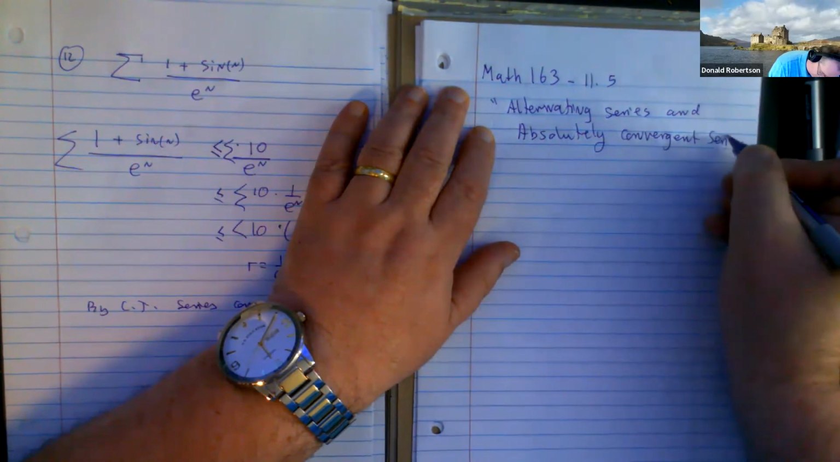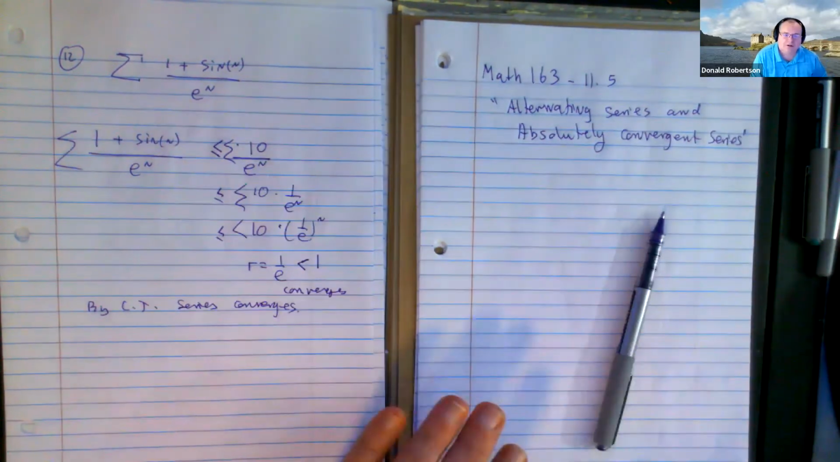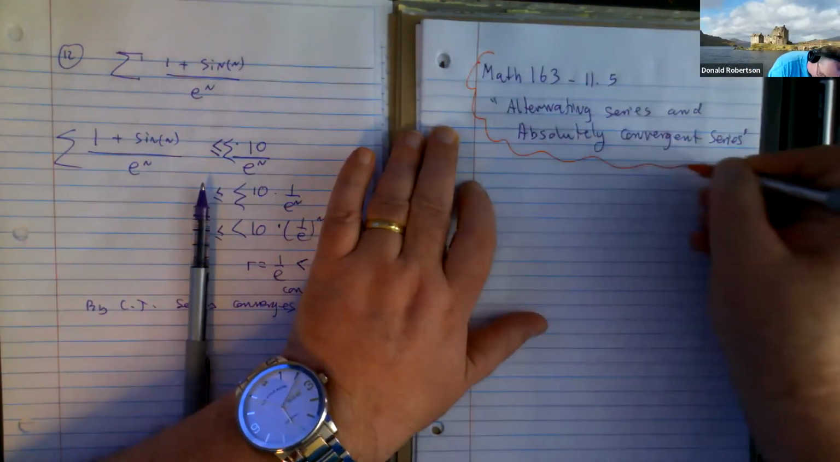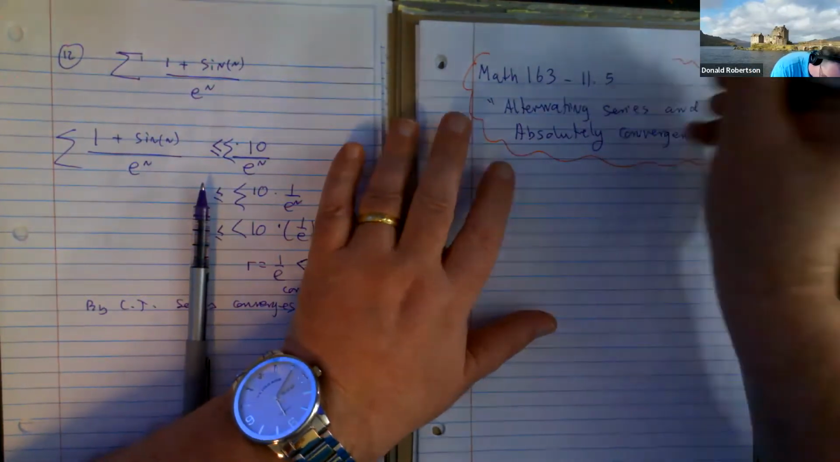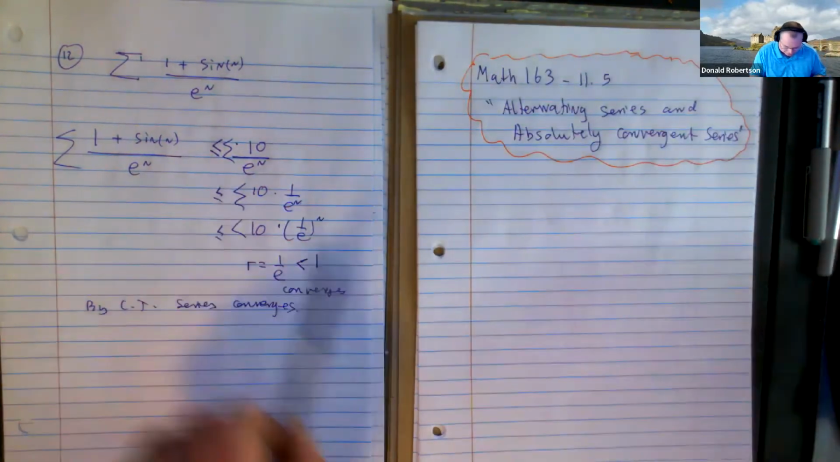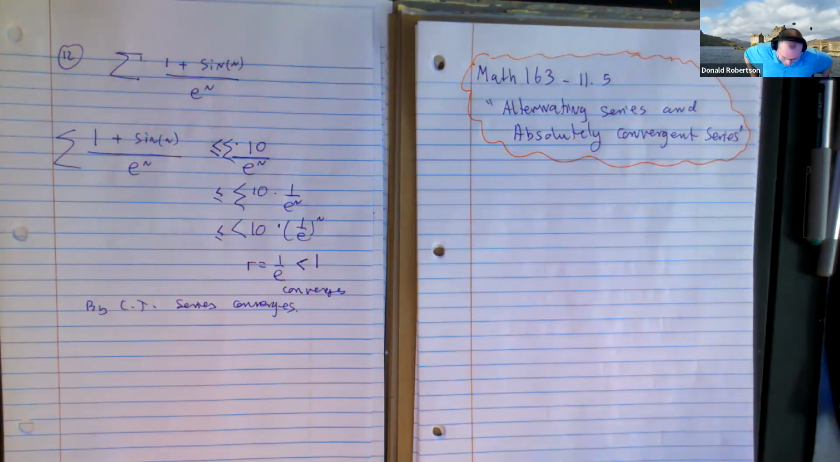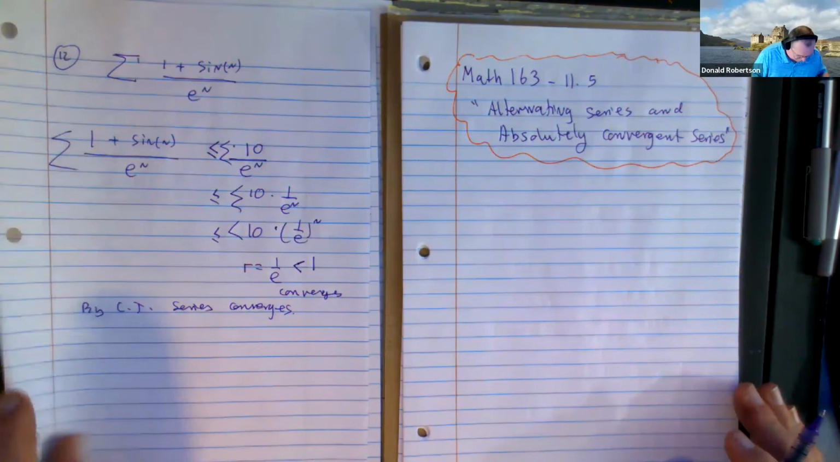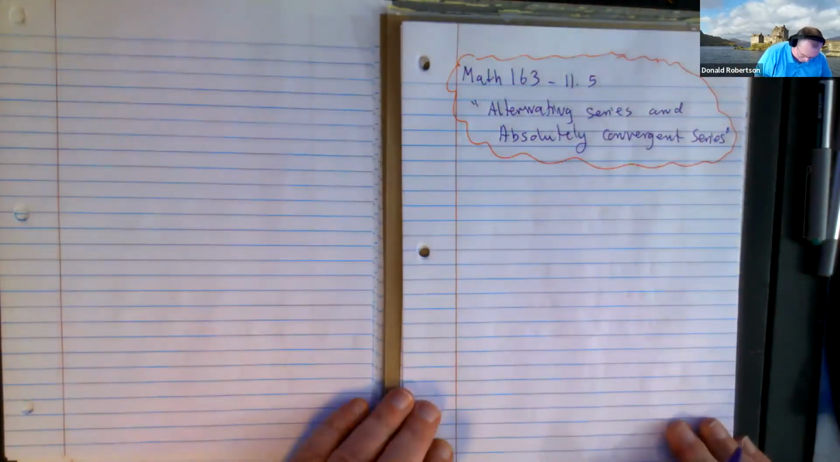There's a lot of writing in this heading. Let me show you what it looks like if I haven't already got it set up. Oh, good, I did. Right, there it is. We are going to look at what are called alternating, let's get that word out, getting tired, alternating series, right? And absolutely convergent series. So that's kind of what whatever's left of today is going to be about.